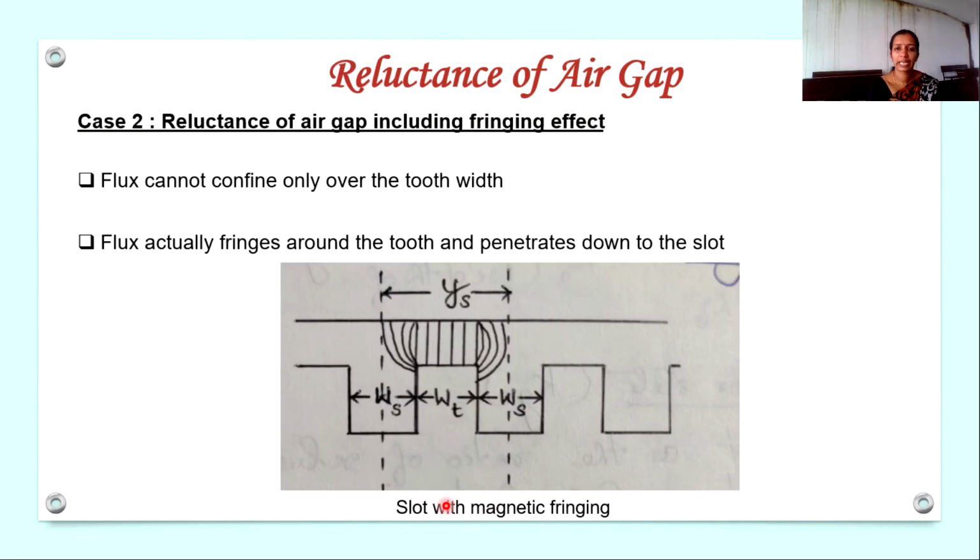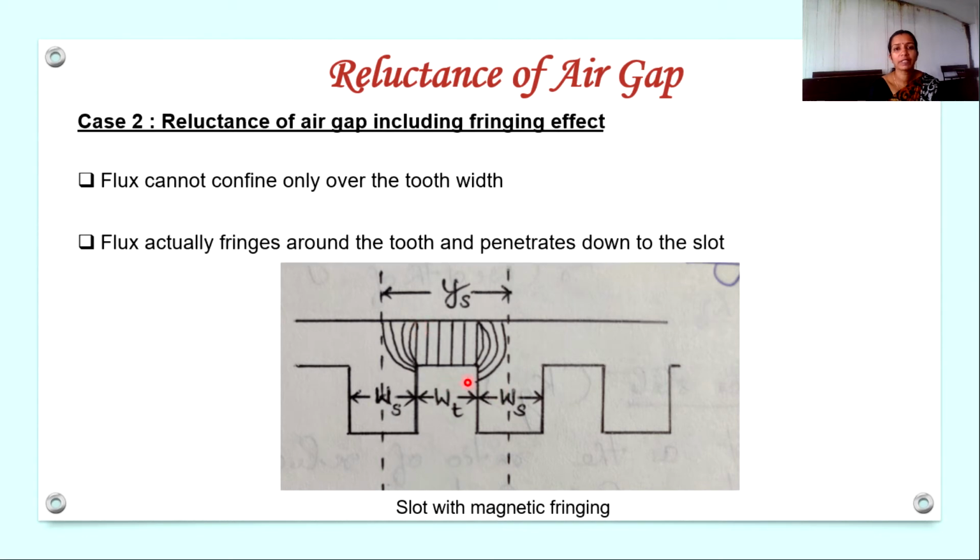But we have to consider the fringing effect. So flux cannot be confined only to the tooth width, as we have seen in the previous diagram. Flux will not concentrate only over the tooth. The flux will fringe around the tooth and penetrate down to the slot. As we saw earlier, it cannot be uniformly concentrated only over the tooth. So flux will fringe around the tooth like this, bulging out, and it will move down to the slot also. Part of the flux will move to the slot also.